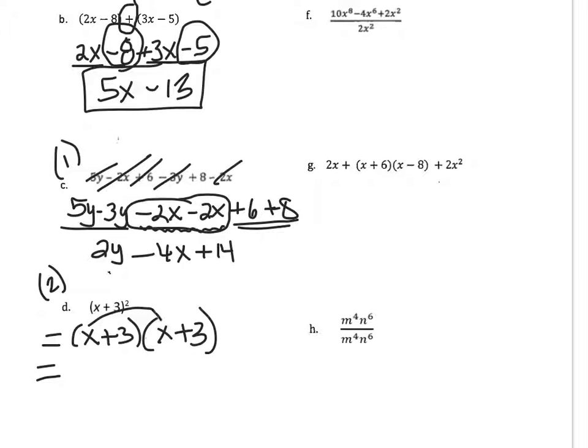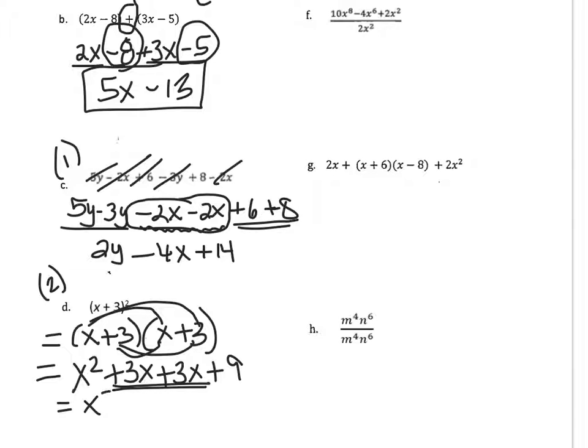First, we do x times x, which is x squared. Then we do x times 3, which is 3x. Then we do 3 times x, which is 3x. And 3 times 3, which is 9. Combining your two like terms in the middle, you get a final answer of x squared plus 3x plus 3x is 6x plus 9.